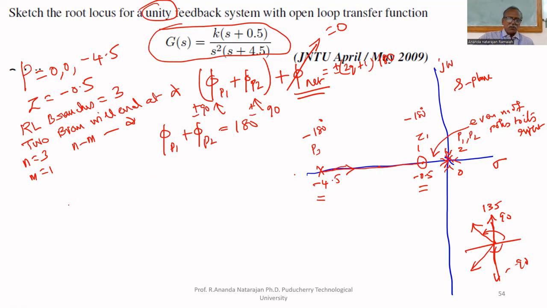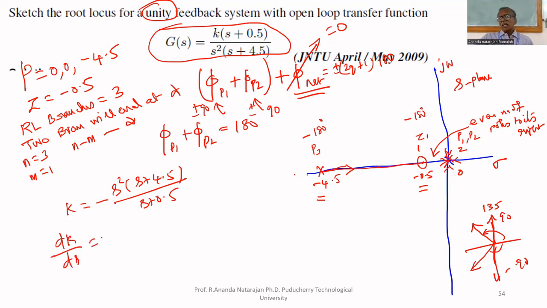For that, what do we have to do? K equal to what? K equal to minus (s square plus s plus 4.5) divided by (s plus 0.5). This is K. What is dK by ds? You can say no breakaway point by finding this only. Mathematically, we have to prove that there is no breakaway point.